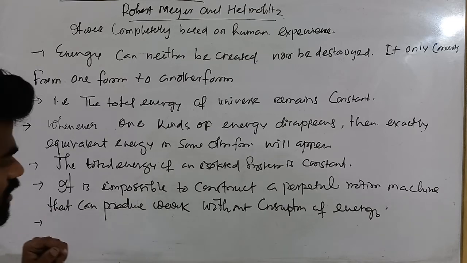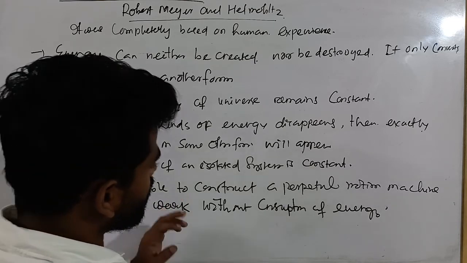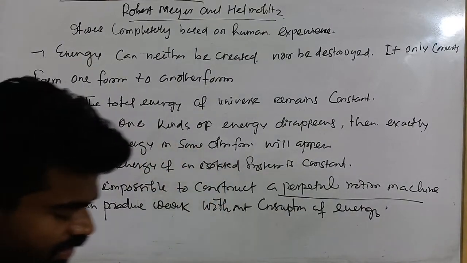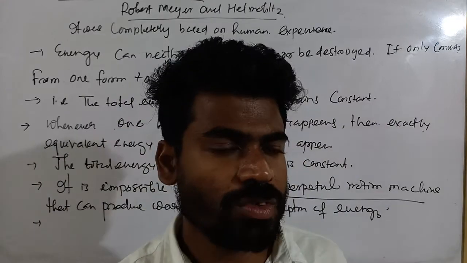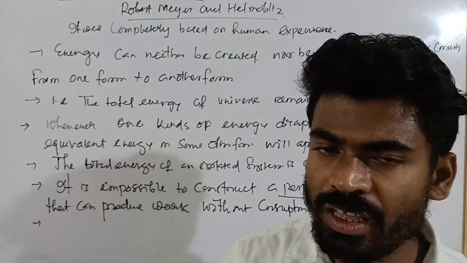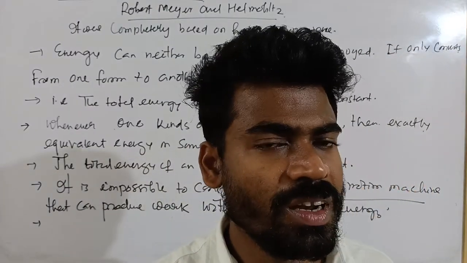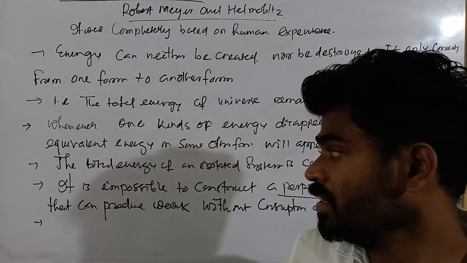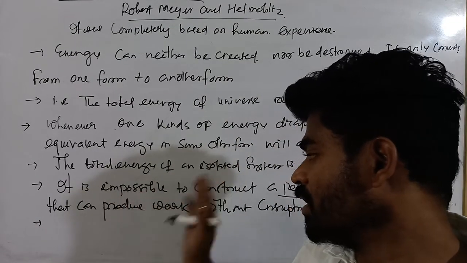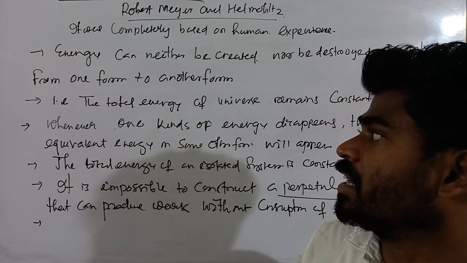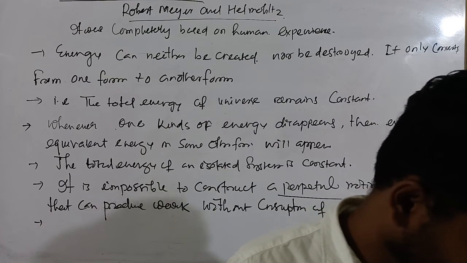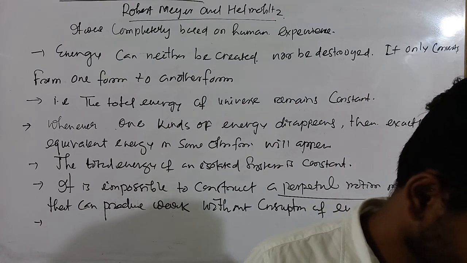So here look at this point, it is impossible to construct a perpetual motion machine. That means if you consider your vehicle, unless you supply its fuel by burning petrol, it cannot move; then it will do work for you. So that is this point. It is impossible to construct a perpetual motion machine that can produce work without consumption of energy. Clear?